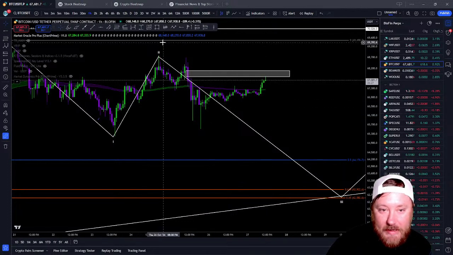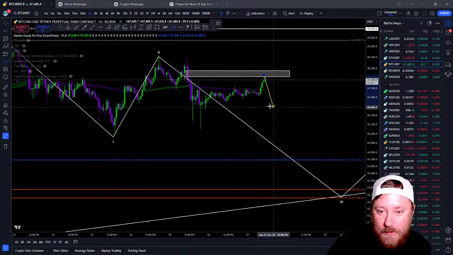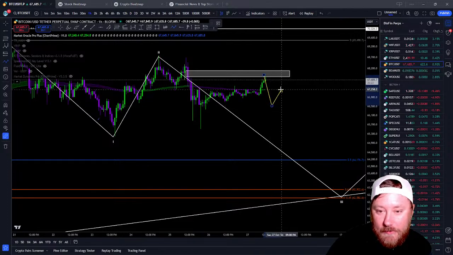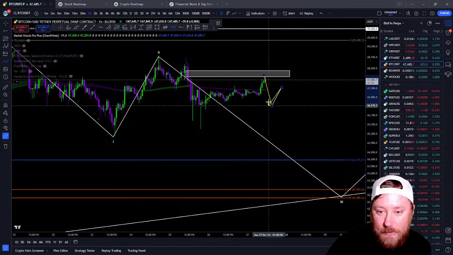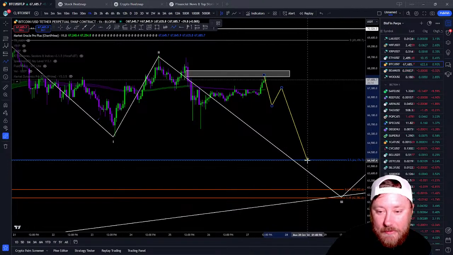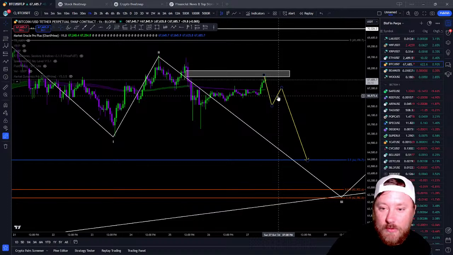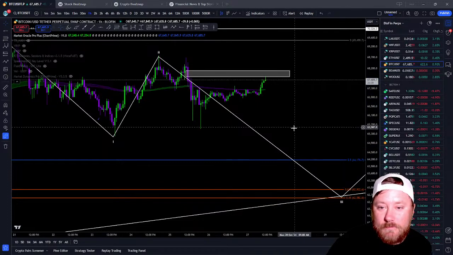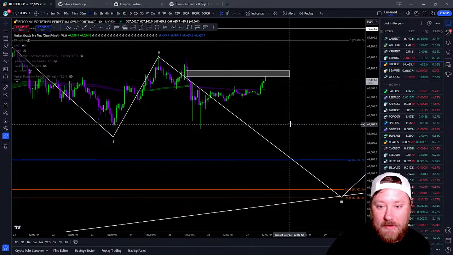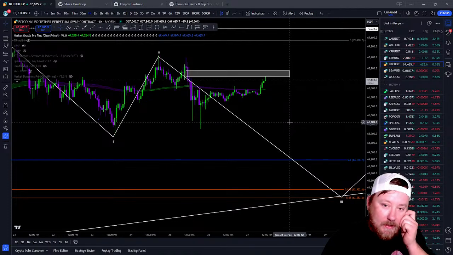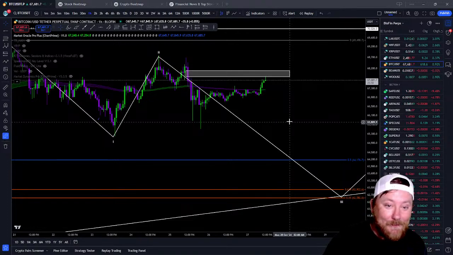If it starts to break down here, I would be looking for a sweep of the lows and then a backtest of maybe the dynamic reactor into some type of PD array like a fair value gap, and then I would go short from there. So that's what I would be looking for on the shorts. Not even really going to be looking for any longs. Not feeling bullish at the moment.